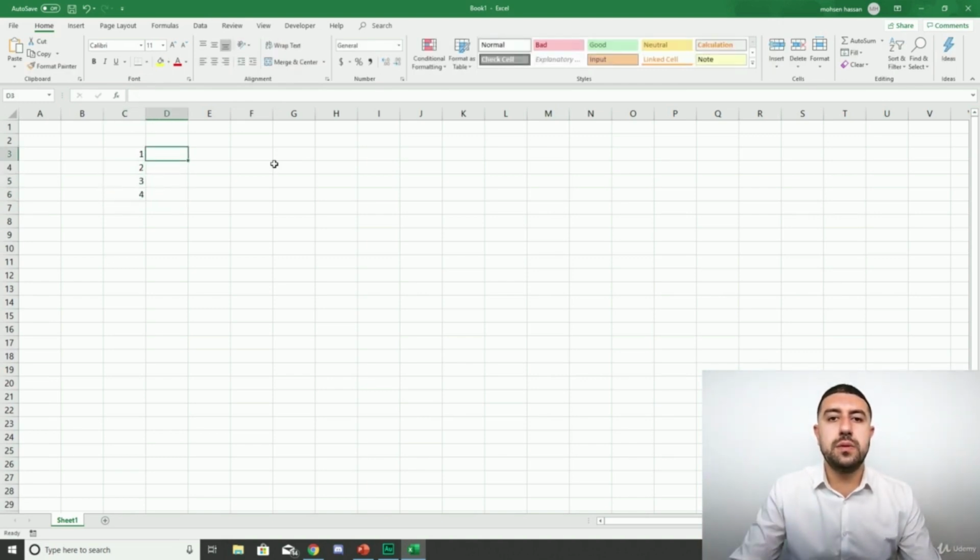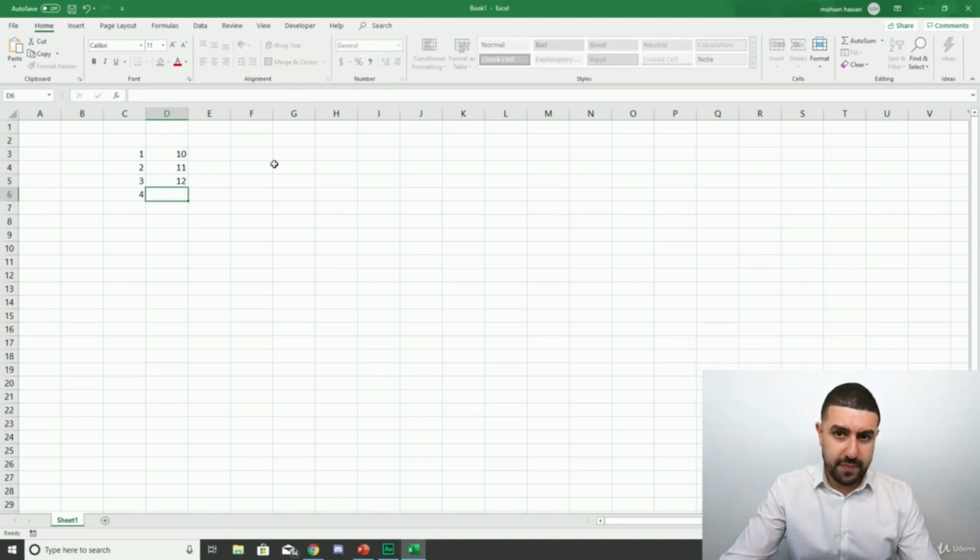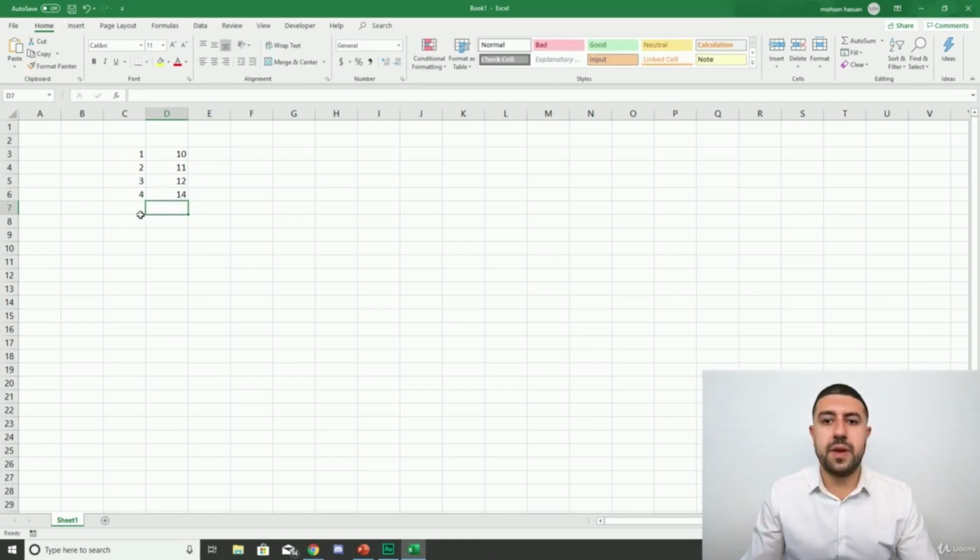Let's say on day 1, the closing price was $10, right? The second day was 11. The third was, let's say, 12. And the fourth continued going up to, let's say, 14. Okay, prices kept going up.